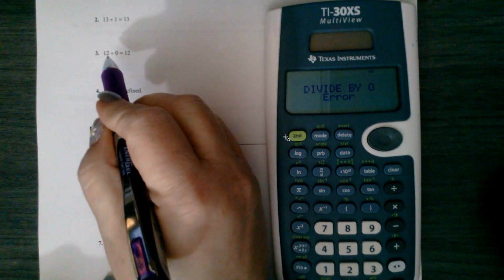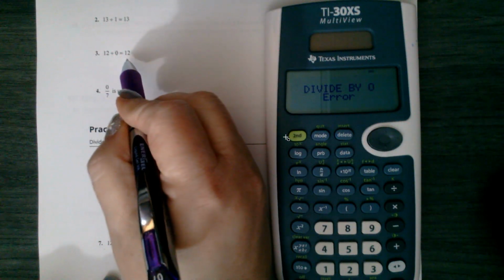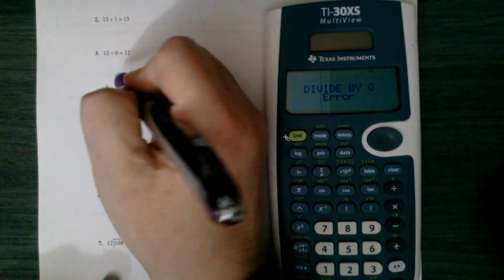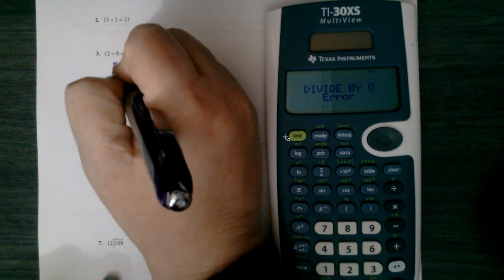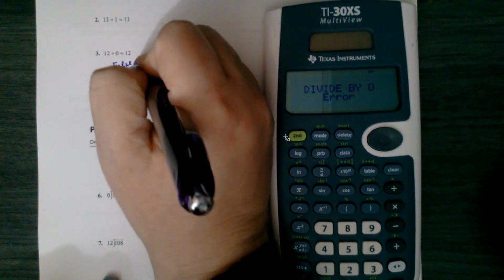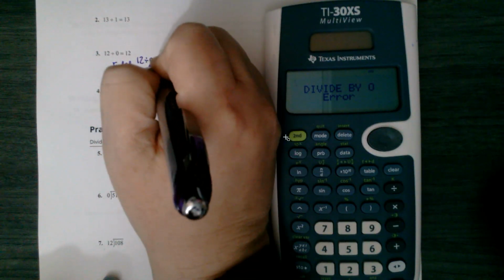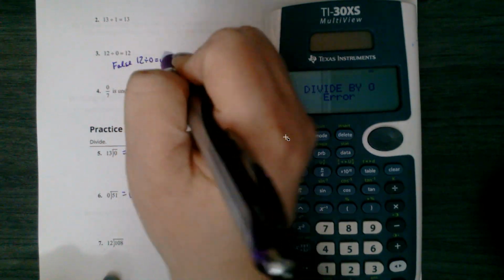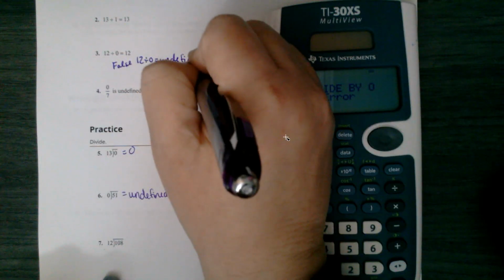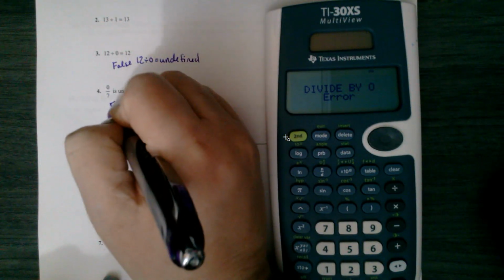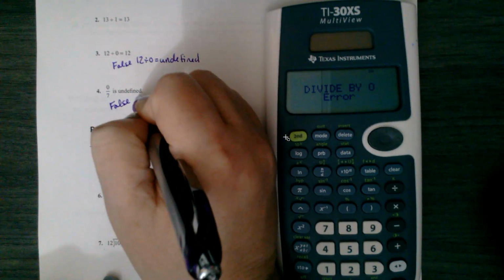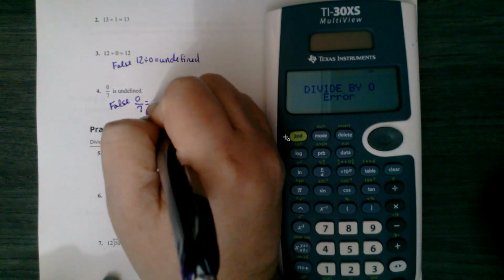Up here at the top, 12 divided by 0, does that equal 12? Nope. That's undefined. And this one's false as well. 0 over 7 is 0.